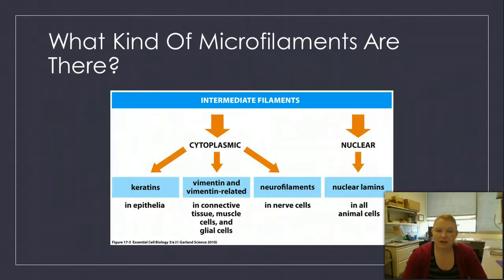So what kinds of intermediate filaments are there? We talked about how there was variation in the head and the tail region, but the middle is pretty consistent. And you can see here that there are 4 main types of filaments with two groupings. There's the cytoplasmic group, so keratins, vimentin, and neurofilaments. And these all have very different functions, and we're going to go through each of these in a second. And then we also have intermediate filaments that are localized specifically to the nucleus. And these are in animal cells, and they make the nuclear lamina, and we'll talk about that one in just a sec as well.